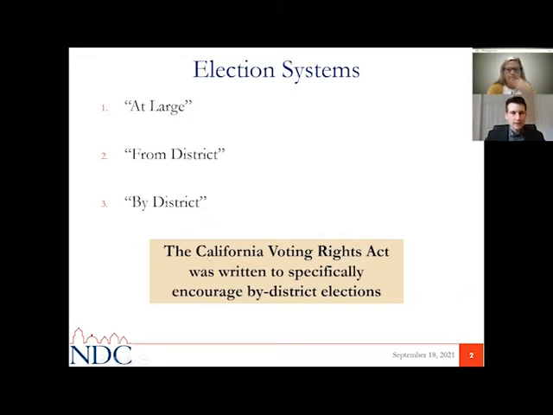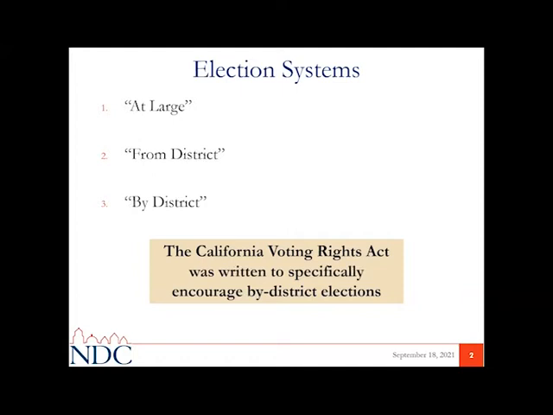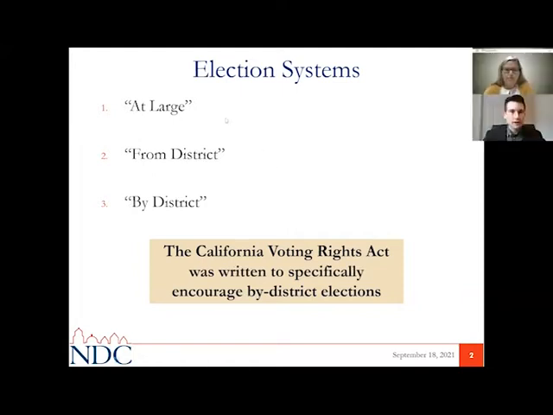And the reason why is because of this legislation that was passed. It's called the California Voting Rights Act. And that law was written to specifically encourage by district elections. And what the law did was make it much easier to be held liable for what's called racially polarized voting if you stick with an at-large system. And the law provides legal safety for jurisdictions that use the by-district system.